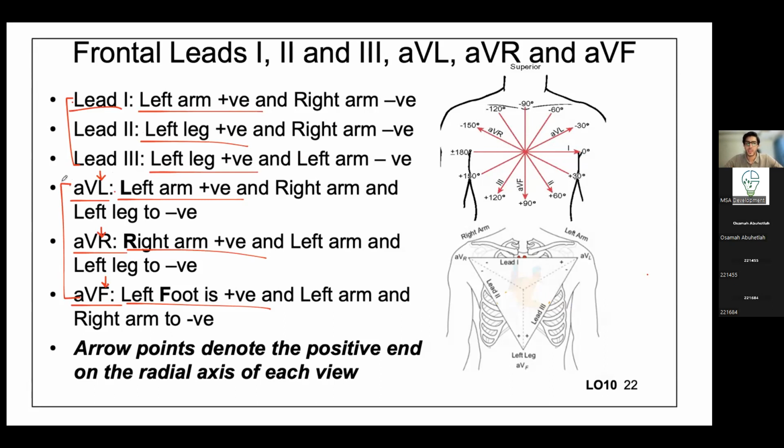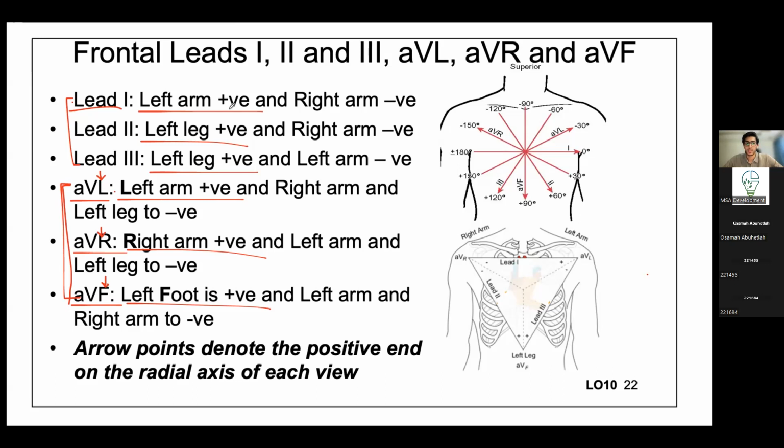You can apply the same concept for AVL, AVR, and AVF. In AVL, the positive electrode is on the left arm. In AVR, the positive electrode is on the right arm, and for AVF, the positive electrode is on the left foot. For all of these leads, there are also negative electrodes which are attached to different places, but I mainly focused on the positive electrodes here because this is just pure memorization.